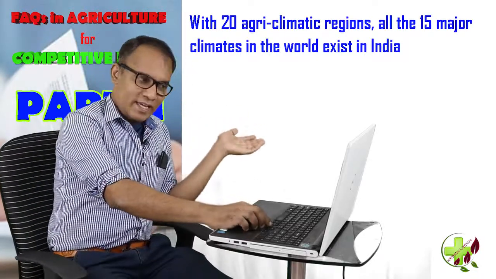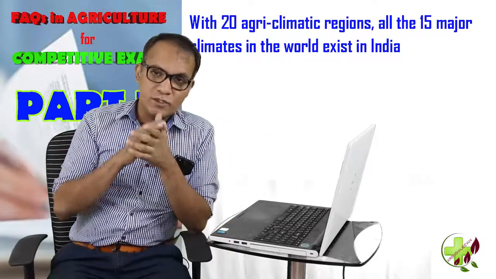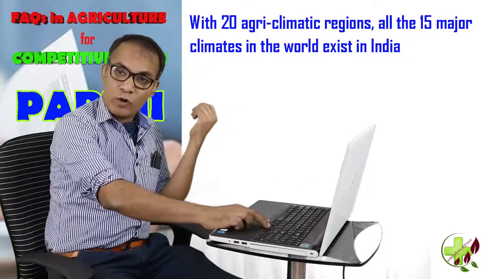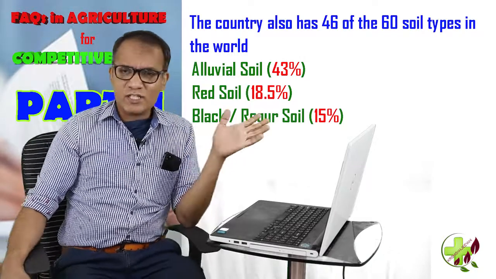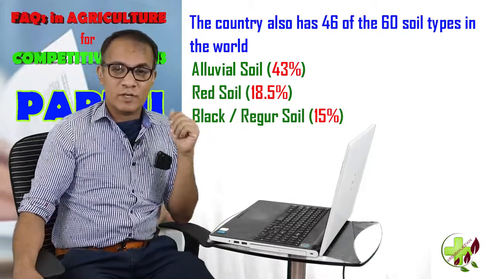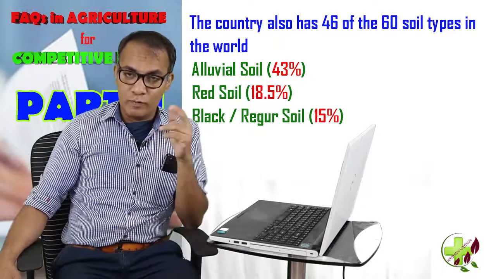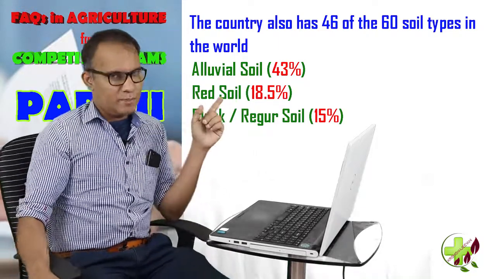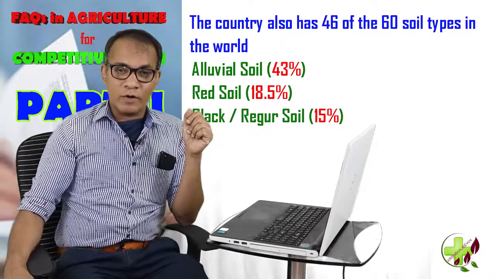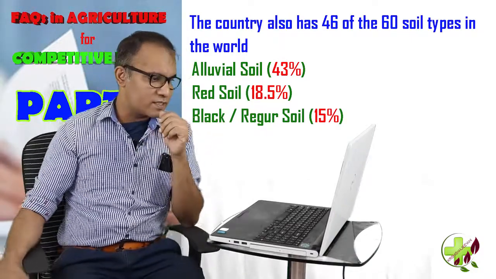Here we can cultivate rice, coconut, oil seeds, sugar canes, millets, pulses and cotton. The country also has around 46 of the 60 different soil types around the world, the major being alluvial soil, which occupies 43%, red soil, which occupies 18.5%, and black or regur soil, which occupies 15%.